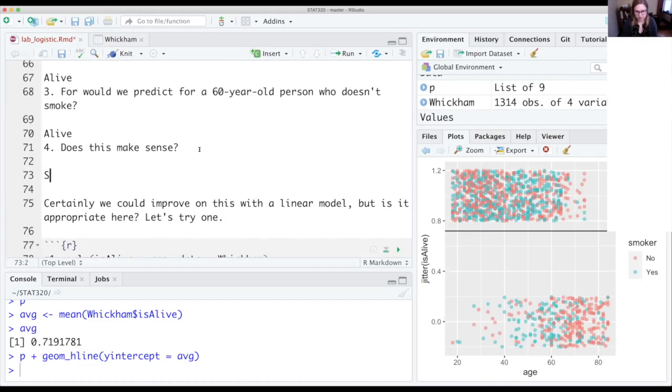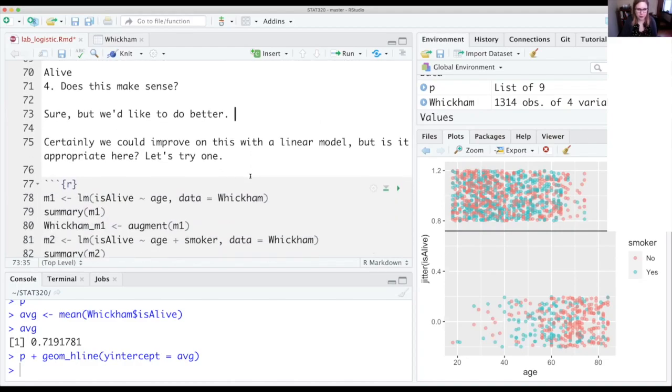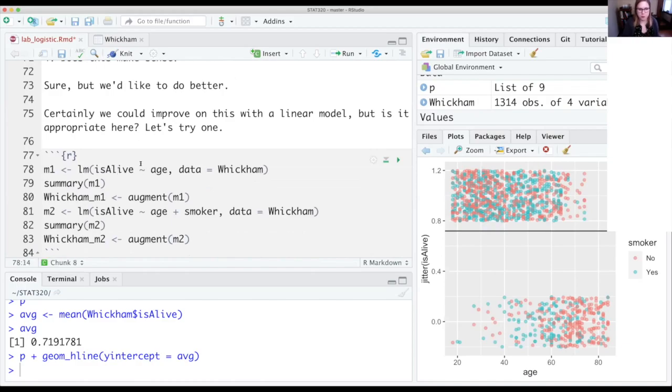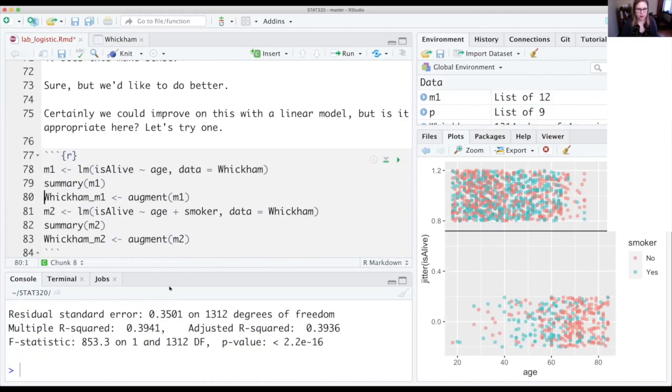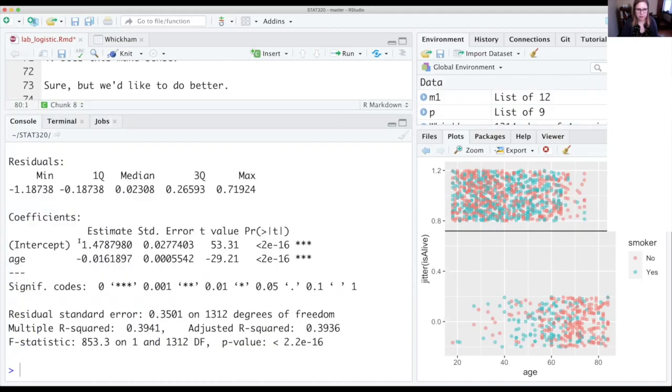And does that make sense? Sure, but we'd like to do better. We'd like to improve our model. So one thing that we could try is to do a linear model, which I don't think is the right thing to do, but we'll try it out. So we're going to try and predict is alive based on age, and I could look at the summary of that model. So it's got an intercept and a slope.